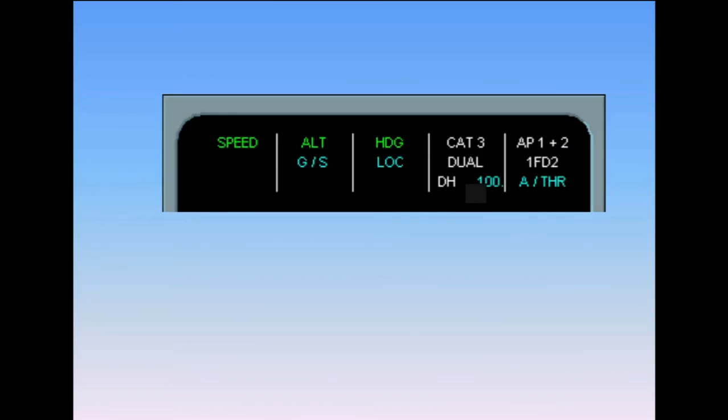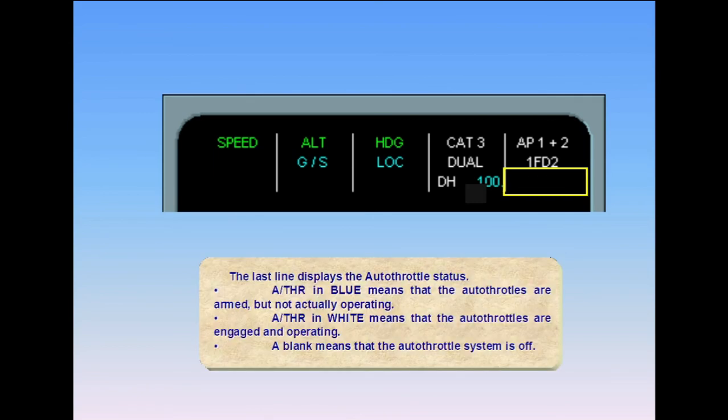The last line displays the auto throttle status. ATHR in blue means that the auto throttles are armed but not actually operating. ATHR in white means that the auto throttles are engaged and operating. A blank means that the auto throttle system is off.